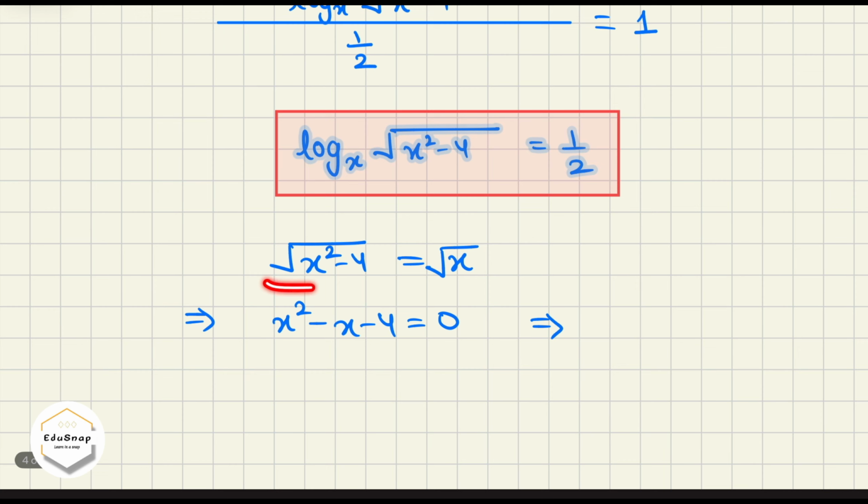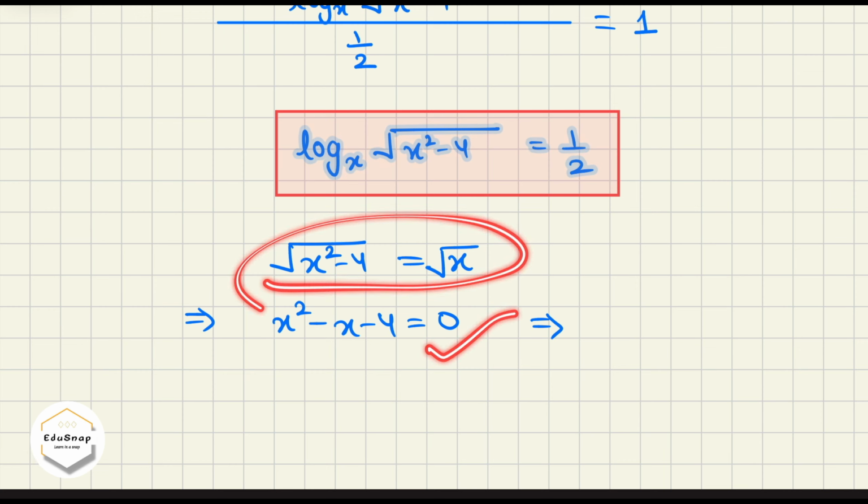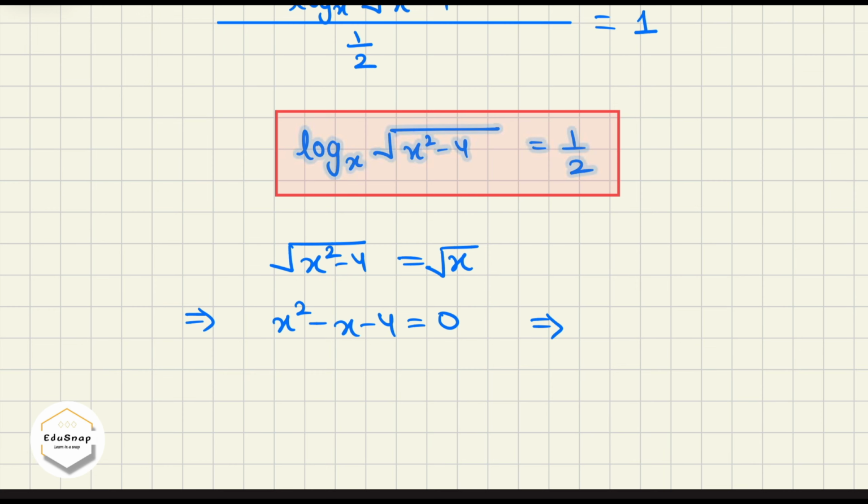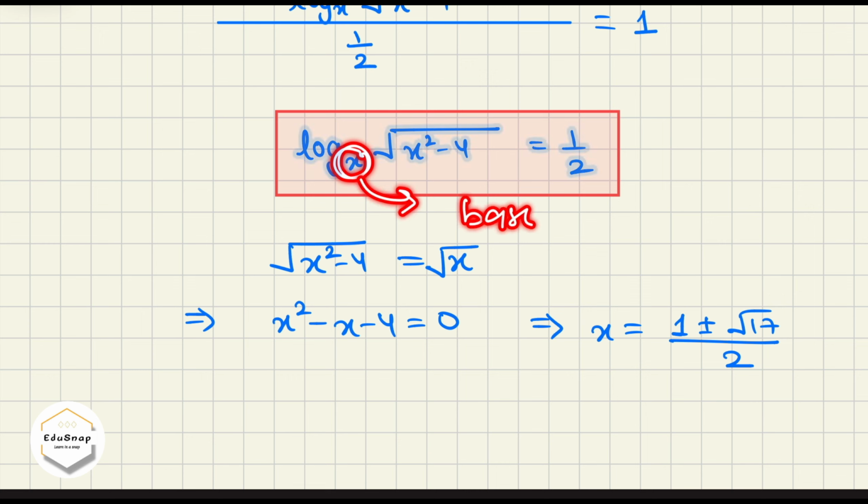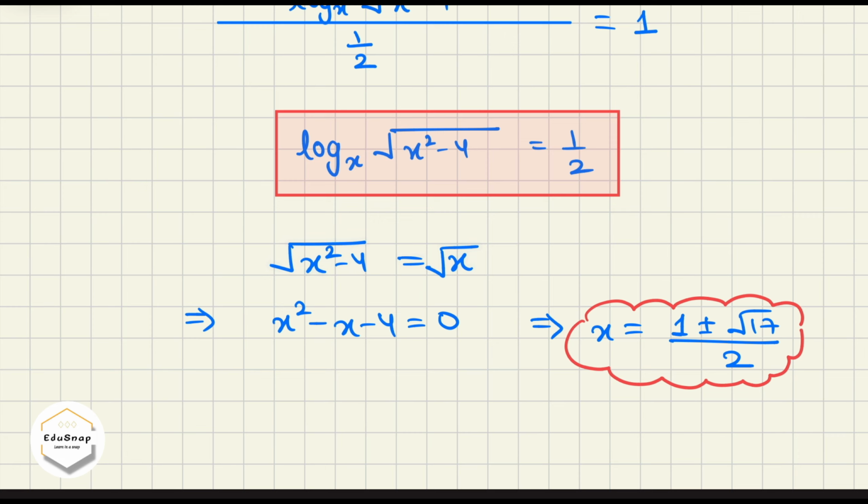So if you do the squaring, you will have this quadratic, and after that you have to find the roots. So you will get two roots here, and of these, (1 minus root 17) by 2 will be rejected because it can't be negative, because we know x is in the base, so the base must be what? Positive, always greater than 0. Okay, so we will be rejecting (1 minus root 17) by 2. So the correct one is going to be what? It is (1 plus root 17) by 2.